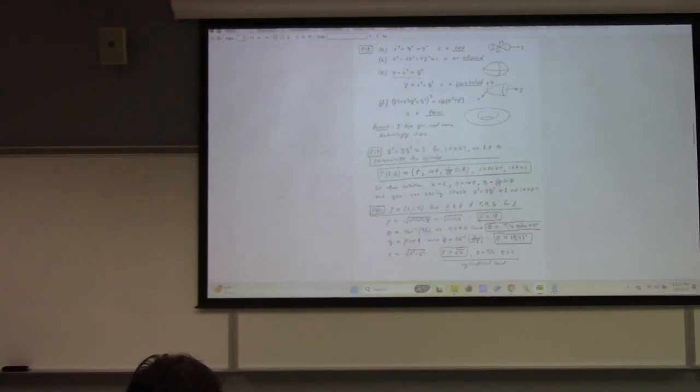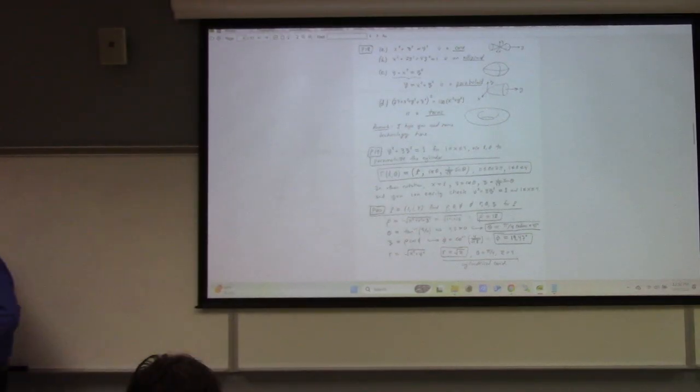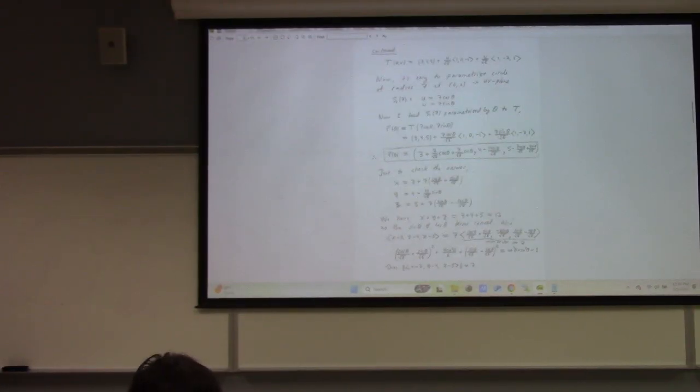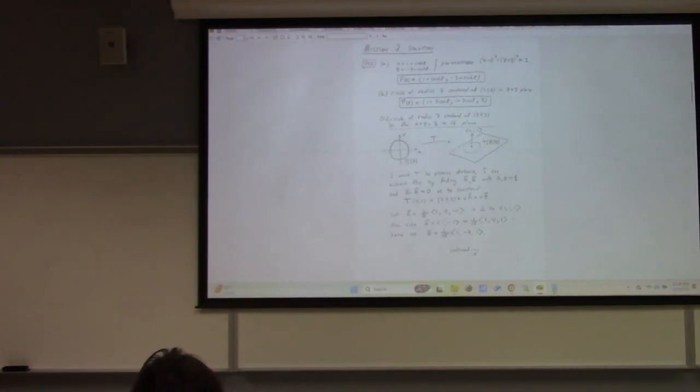Can you explain parameterization of a plane? How to find the parameterization of a plane? Yeah, with the r naught plus u A vector plus v B vector. So in terms of parameterizing a plane, the question really is, is there a problem like that in here? Not on this one.